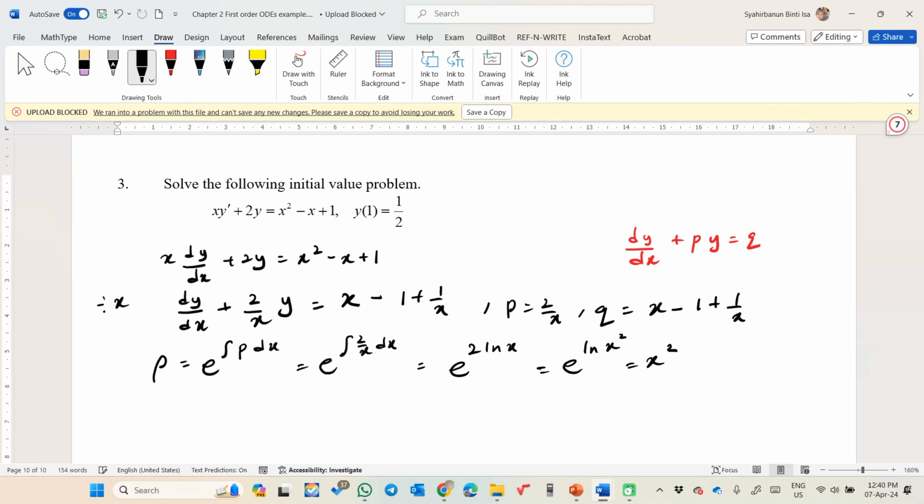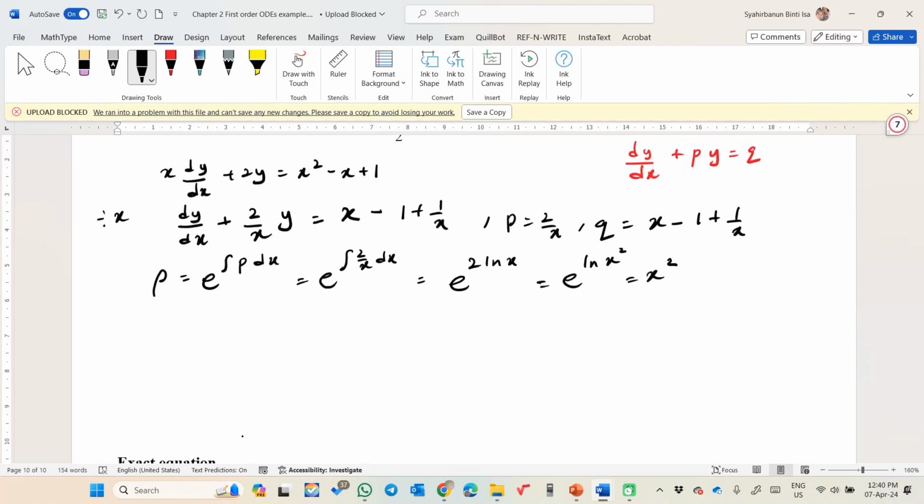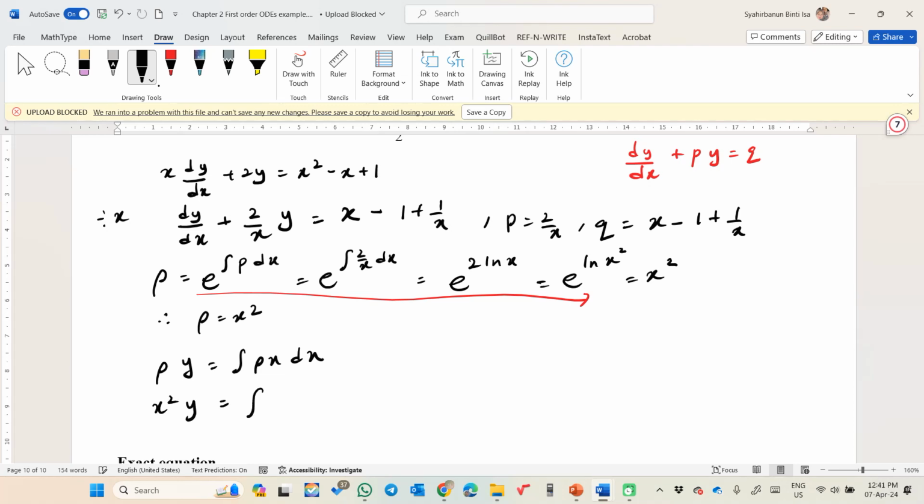So we have rho, I write back rho as x squared. So divide by the integrating factor. So rho y equal integration of rho q dx. So rho y is x squared y equal rho x is x squared.